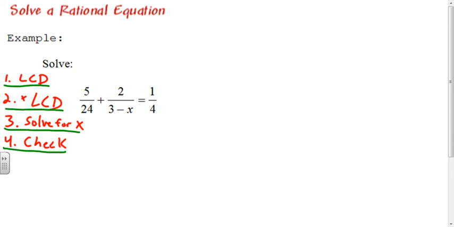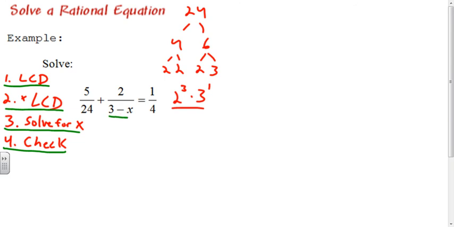So let's go ahead and find the LCD. First things first. 24 breaks down into, let's say 24 is 4 and 6. 4 breaks into 2 and 2. 6 breaks into 2 and 3. So we would say that the prime factorization of 24 is 2 to the 3rd power, 2 cubed, times 3 to the 1st power. Our next denominator was 3 minus x, which actually just stays 3 minus x. That's as low as we can factor that. And our last one is 4, which breaks into 2 and 2, so we'd say it's 2 squared.